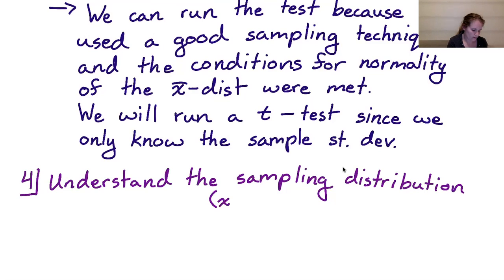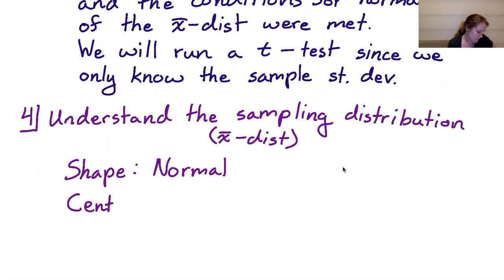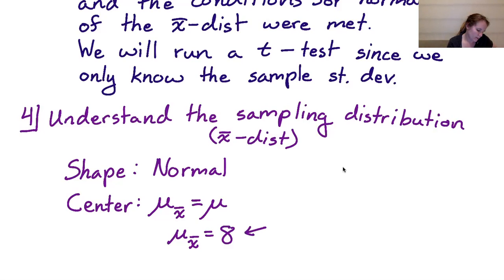So again, in this case, we're talking about the X bar distribution since we are studying means. Our shape, we already know to be normal by step 3. The center, mu sub x bar is simply mu. So mu sub x bar, we are assuming to be 8. Again, this just comes from our null hypothesis.